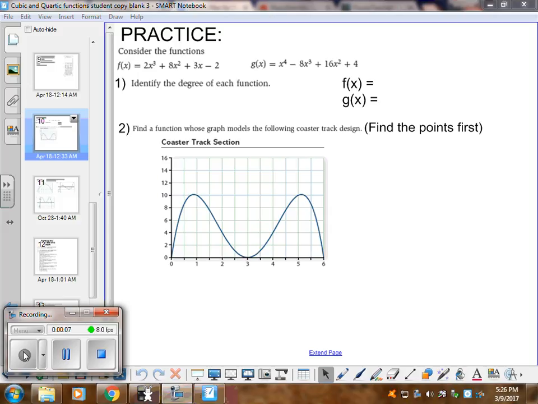We are starting with the practice. So if you have not finished the practice, I want you to stop the video now and finish the practice. After you finish the practice, then come back to the video and start playing.